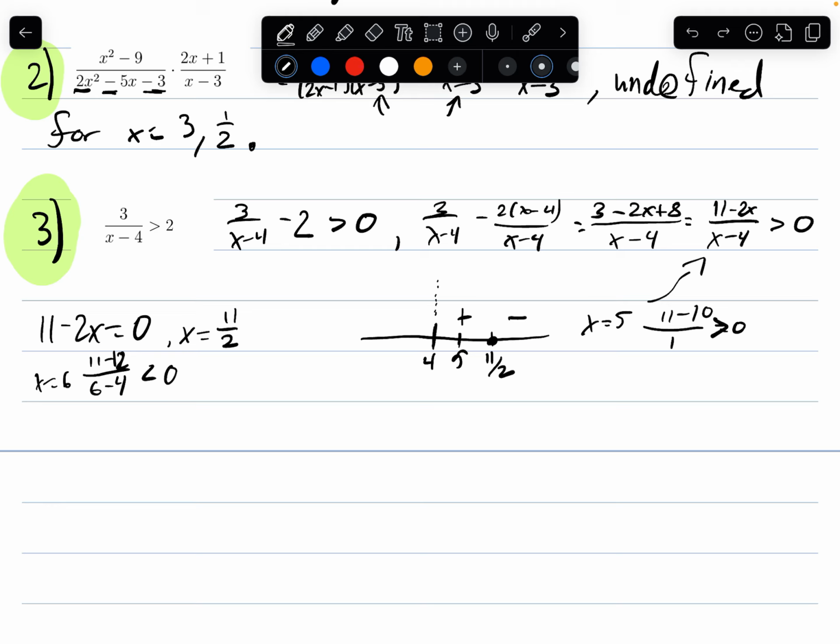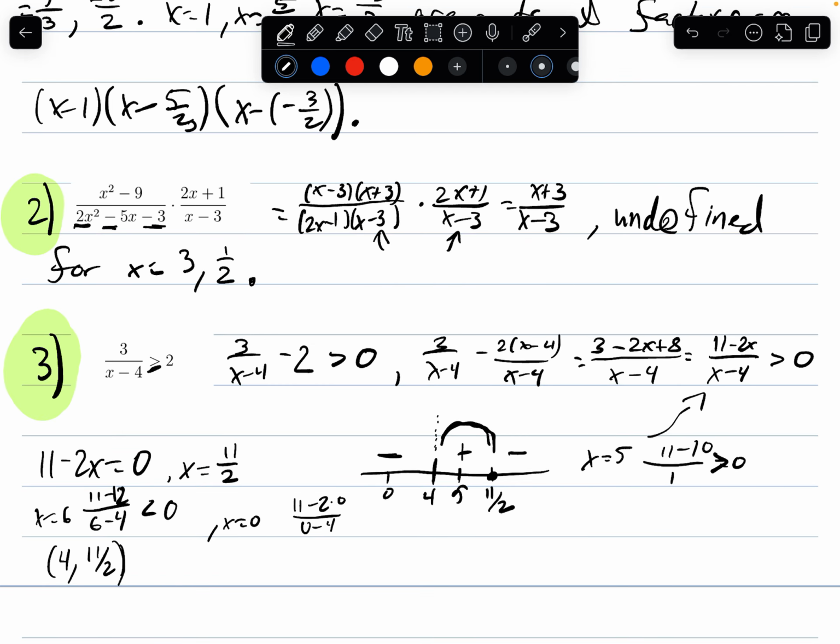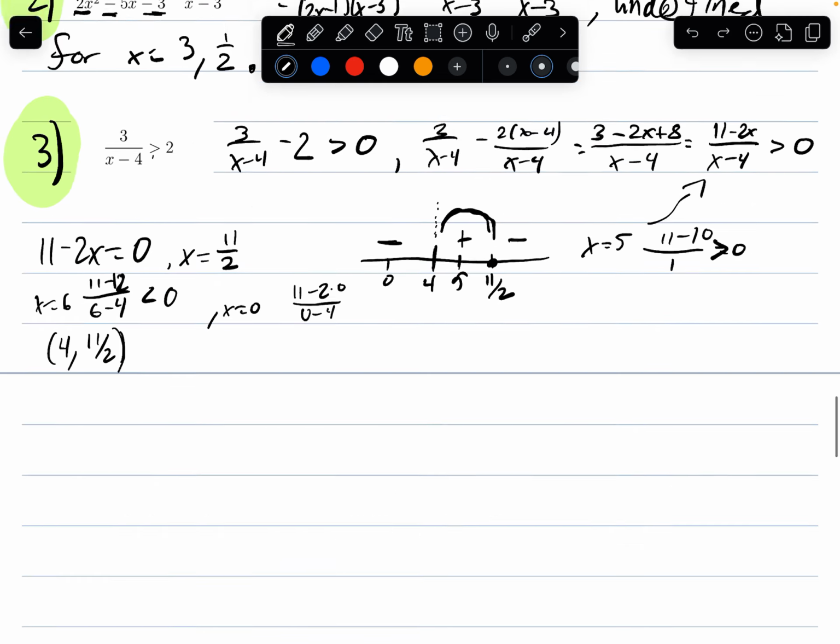So what if I was to plug in 0, let's say? I'm just taking test points here. If I plugged in 0, I would get 11 minus 2 times 0 over 0 minus 4, which is negative because of the negative on the bottom. So I'll get negative over here. And so the only region where it's positive is here. So that means that the solution would be 4 to 11 over 2. And we don't include either of them because it was, where is it? Right here. It was not a greater than or equal to, it was just a greater than. So we don't include it. And we don't include the 4 because that's an asymptote. Okay. Now we go to the next question.